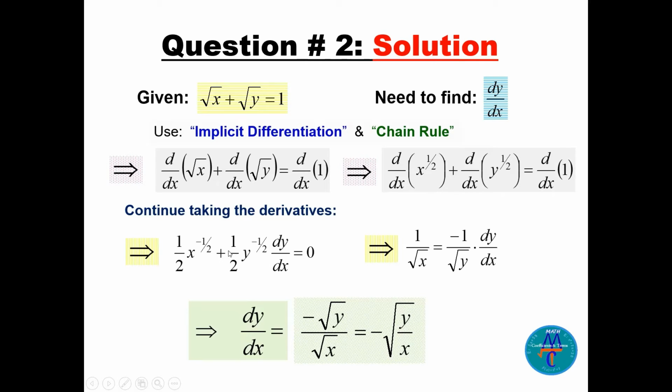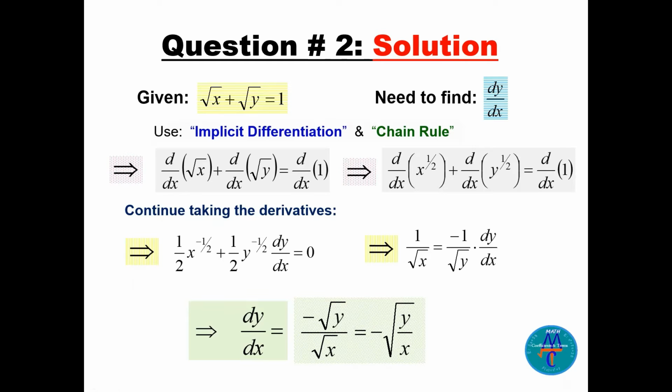So what can we do? Take this one on the other side, because we have dy over dx with a minus, and then multiply by square root of y. So we get dy over dx is minus square root of y over square root of x, or we can write it as minus the square root of y over x, or you can rationalize the denominator if you like.